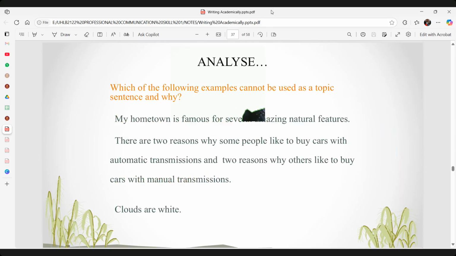Okay, analyze. Which of the following examples cannot be used as a topic sentence? Why? Okay, so this is a practice, right? This is a practice. Let's take a look for a while.